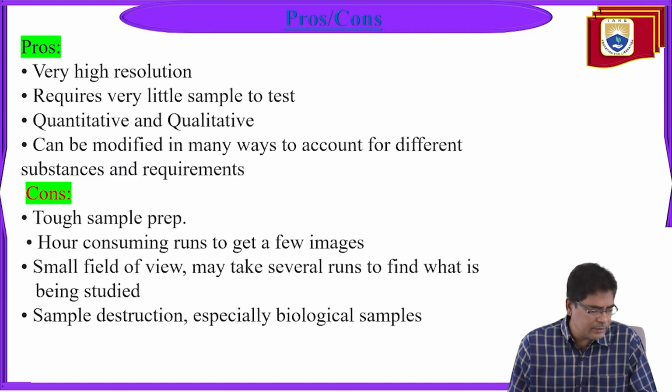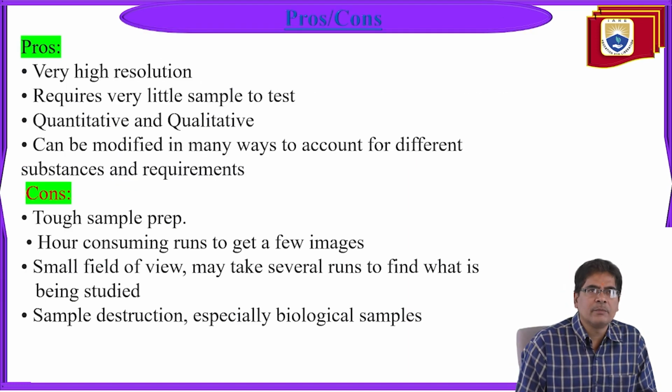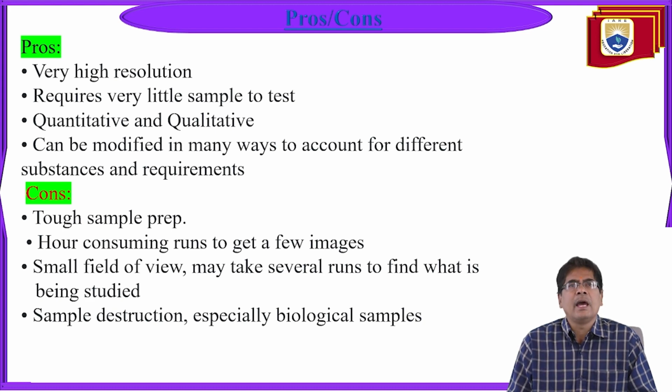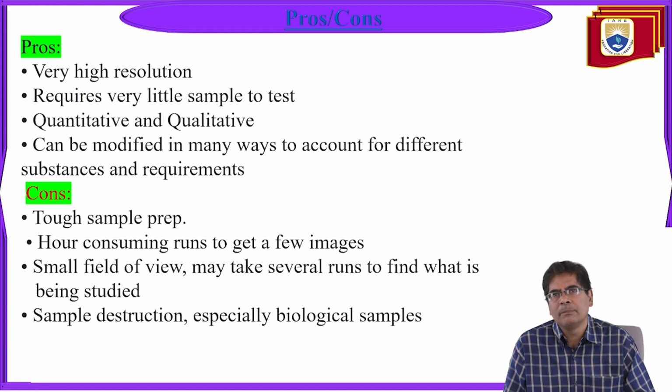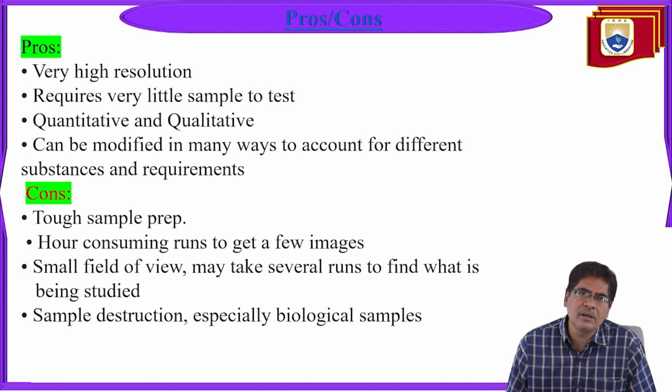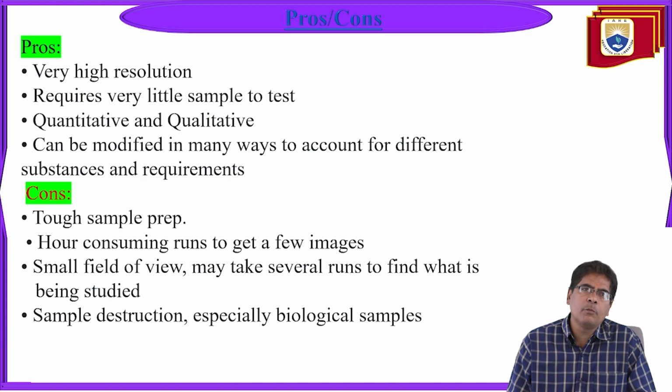So what are the advantages and disadvantages of using this transmission microscope? If we look at some of the advantages, we can see some of the pros. The atomic structure of the sample can be seen at very high resolution and it requires very little sample to test. We don't require a bulk sample. A small sample is required to get the resolution. That's why very high resolution requires very little sample to test. It is quantitative and qualitative and can be modified in many ways to account for different substances and requirements. What are the cons?